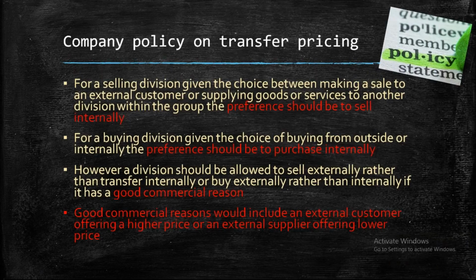If the selling division is given the choice between making a sale to an external customer or supplying internally, that will not arise here, because the selling division has no option to sell the film to any person other than the finance company. Because the finance company are the owners, they must produce and give the film to the finance company. And the finance company also has no other option rather than to sell it to the distribution company. So all the other things we learned in normal transfer pricing will not apply in this case. That is why we have to be careful.